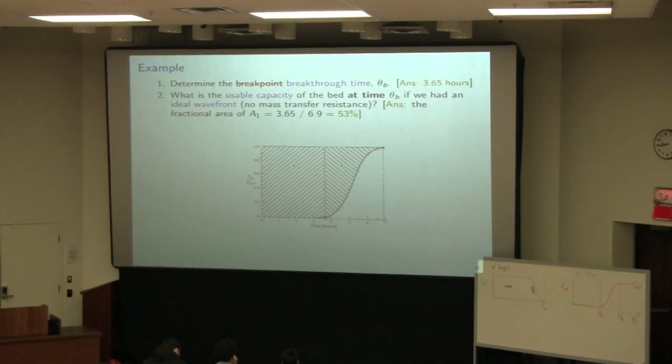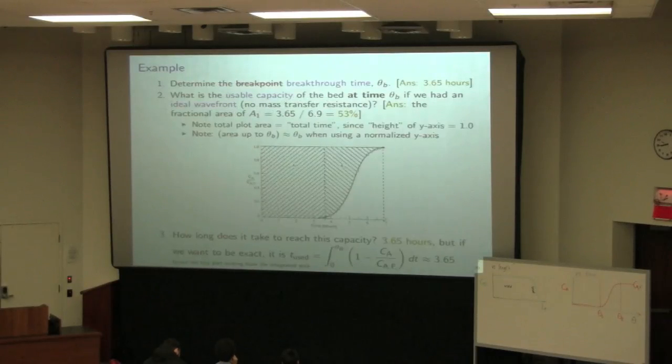But let me explain that a bit more to help you see why we can interpret areas as time. As I said before, because we've normalized my y-axis to 1, those areas under the curve correspond to time. So that's the main reason why we can ratio these areas.